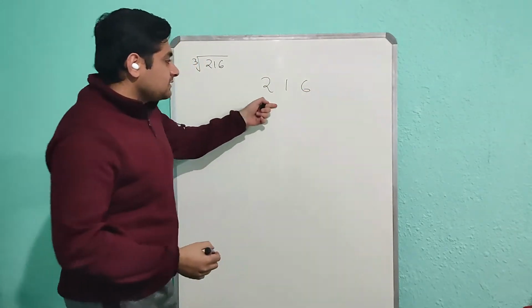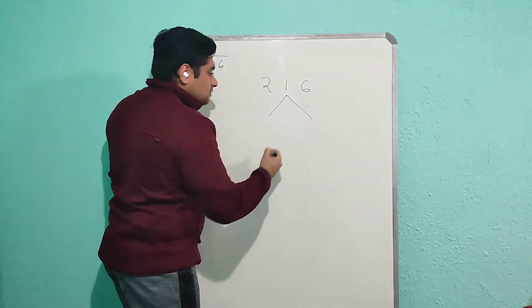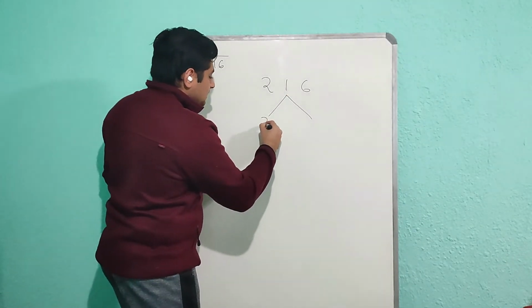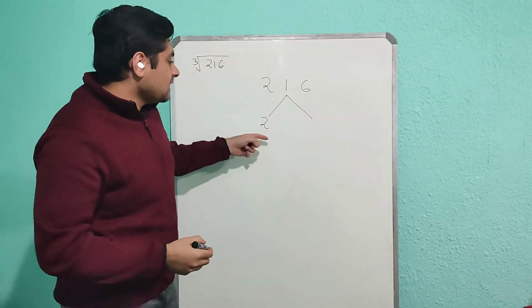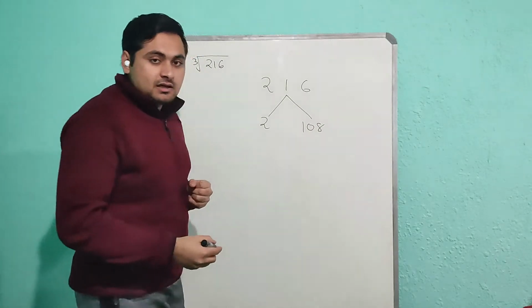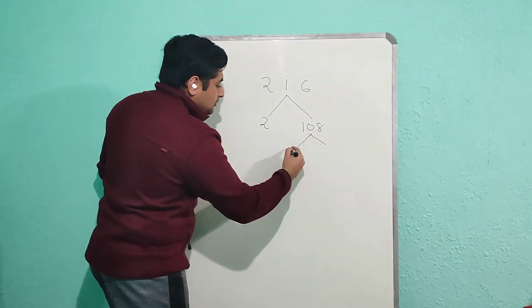You know that 216 is an even number, right? So it means this can be divisible by 2, 4, 6 or 8, but we need the smallest divisor. The smallest divisor is 2. So if you say 216 divided by 2, that gives us 108, right? Again, 108 is an even number. So this is divisible by 2 again.